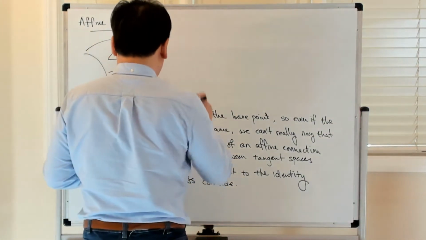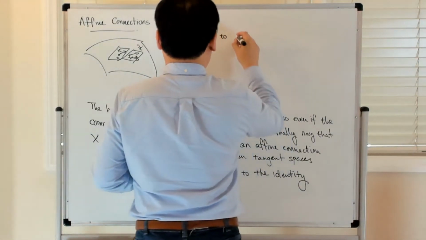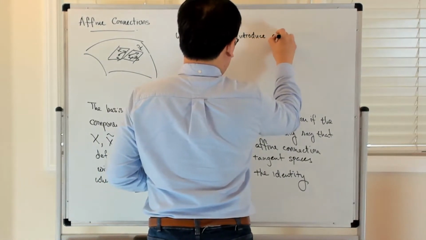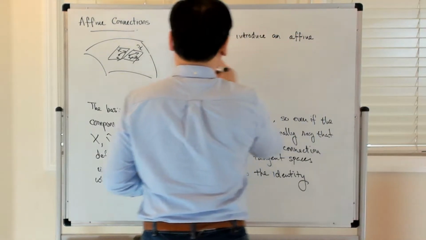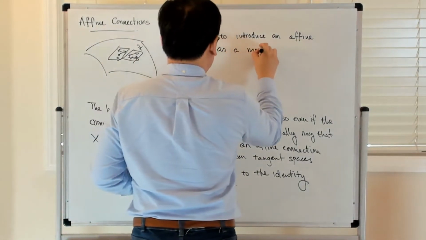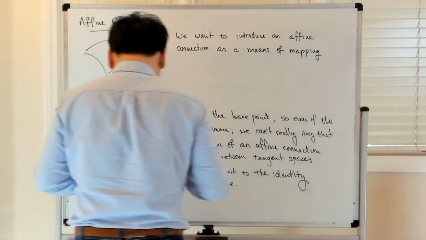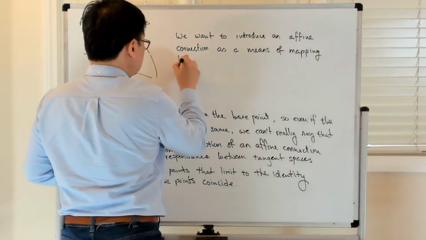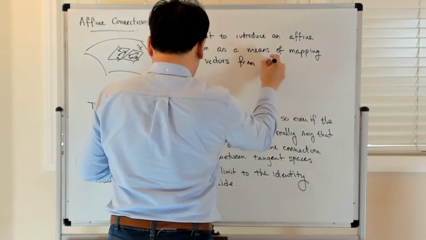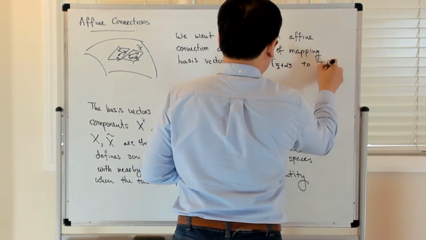All right, so we want to introduce an affine connection as a means of mapping basis vectors from T at c plus dc to T at c.